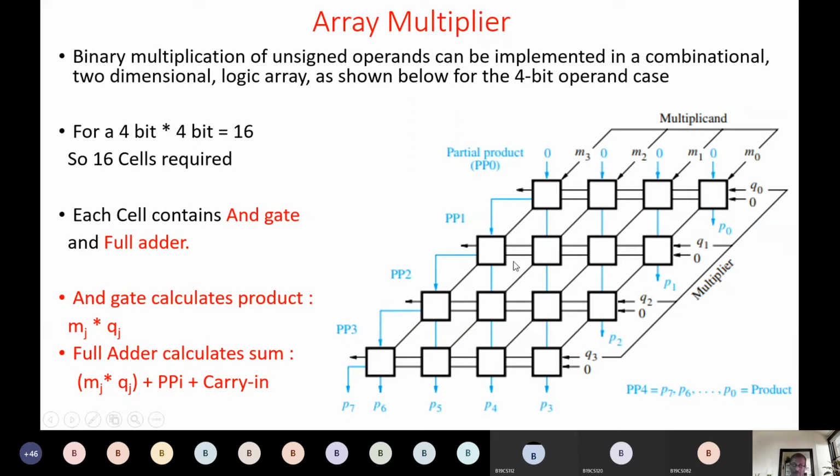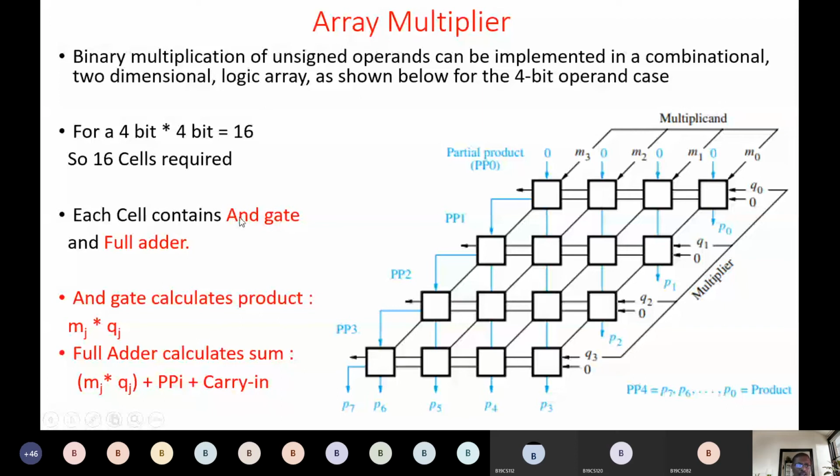This diagram of the logic circuit is for a multiplication of two 4-bit binary numbers. 4-bit into 4-bit gives 16, so we need 16 cells. These are the 16 cells. We have 4 cells here, 4 into 4, so a total of 16 cells, and each one we call a cell. We have 16 cells because it's a 4-bit binary into 4-bit binary multiplication. So the circuitry we need consists of 16 cells.